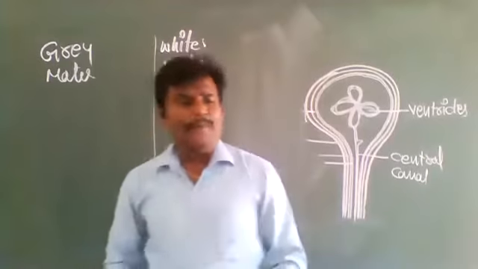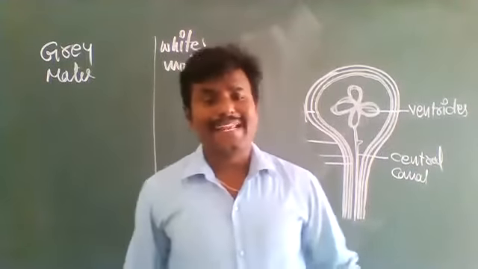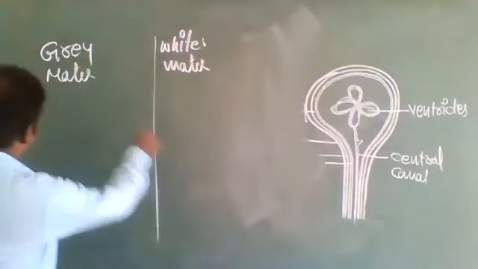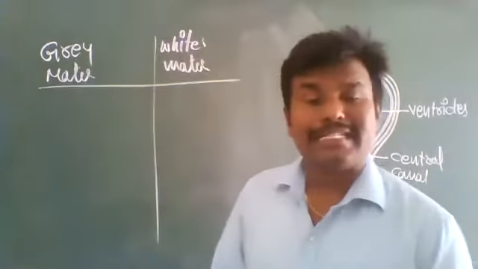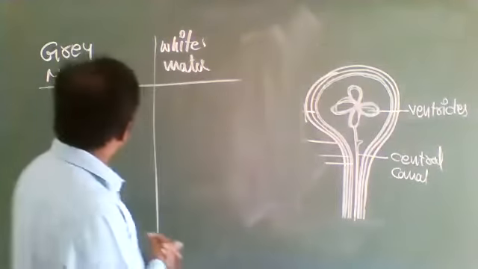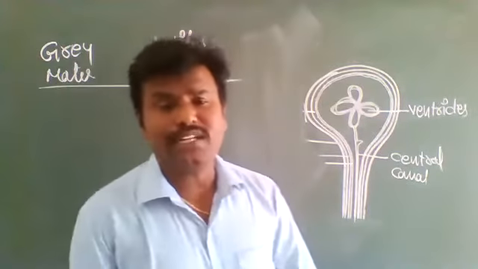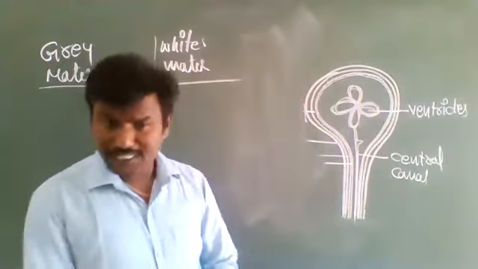So you might have studied gray matter and white matter in your lower classes, class 10. Here it is important to know that. So first of all, gray matter. The outer surface of the brain looks gray in color.